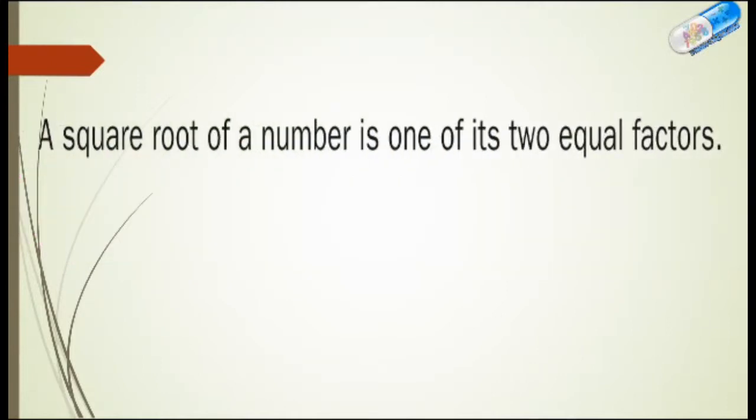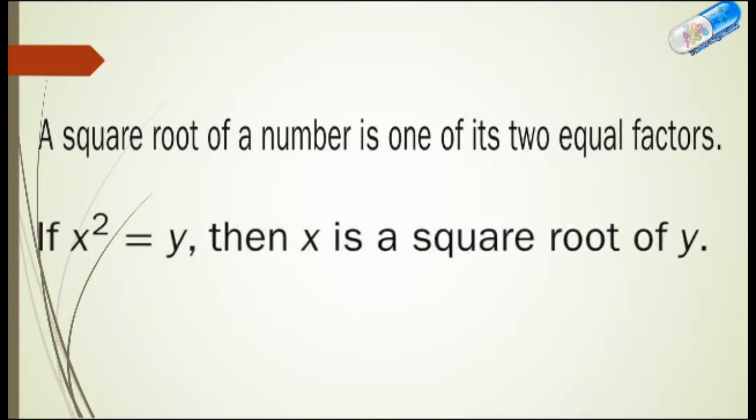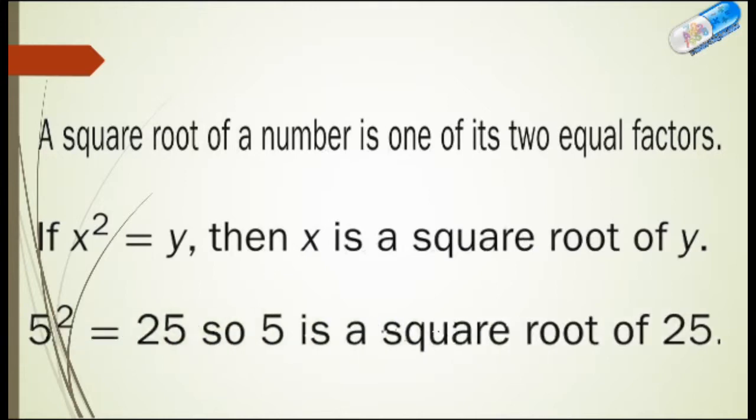A square root of a number is one of its two equal factors. If x squared equals y, then x is a square root of y. This is the definition of the square root. An example: if 5 squared equals 25, and we know 5 squared means 5 times 5, so if 5 times 5 equals 25, then 5 is the square root of 25.